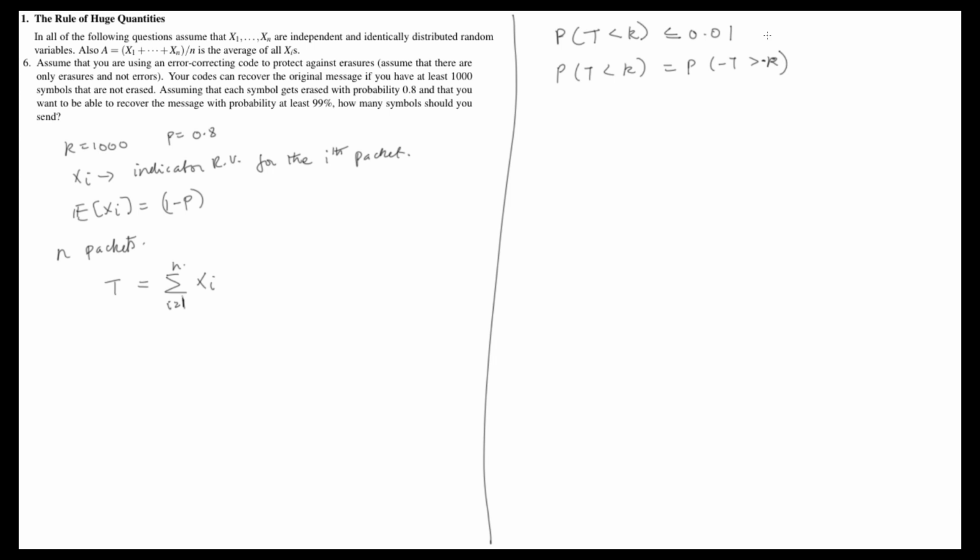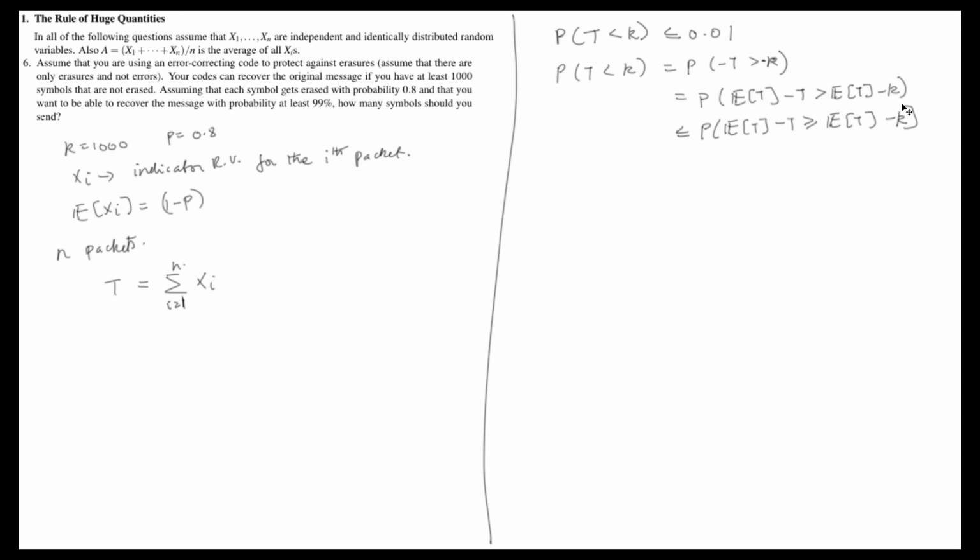negative k. I'm going to do it one step at a time. So it's equal to the probability of, I'm just adding the expectation of t to both sides, expectation of t minus t greater than expectation of t minus k, which is less than or equal to the probability of expectation of t minus t greater than or equal to expectation of t minus k.